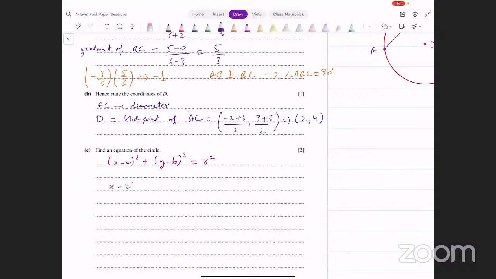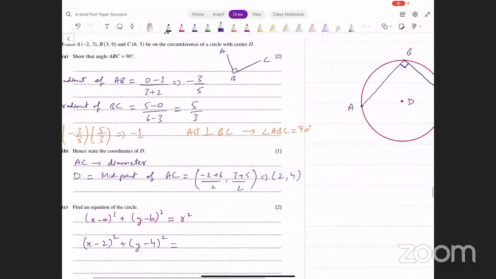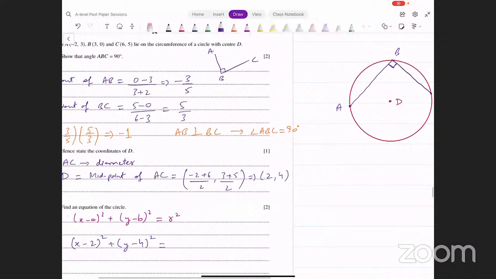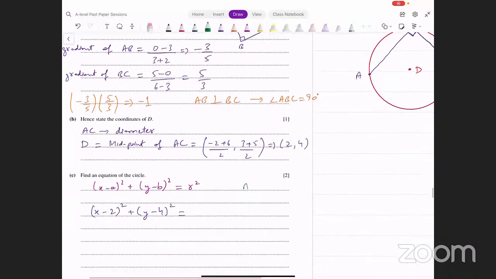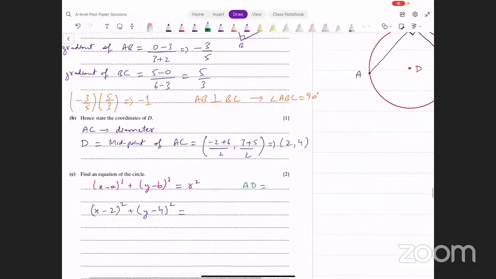So we have x minus 2 whole square, that's the x coordinate. The y coordinate of the center is 4, so that's y minus 4 whole square. And now this should equal r square. Do we know the radius? We don't know the radius. हम क्या करेंगे? Radius find कर लेंगे. AD length निकाल लें या AC निकाल लें, उसको half कर लें, एक ही बात है. Let's find the radius. AD let's say हम find कर लेते हैं.